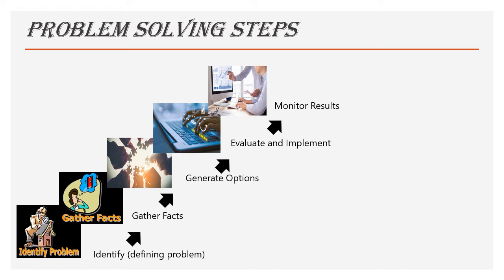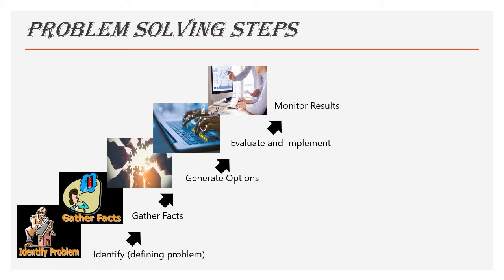Then the fourth step is evaluate and implement. Make a list of the different options that you have generated. Select one or more solution options from near the top of your list to try. The evaluation of your implementation is not based on whether or not you followed the steps, but on whether or not your goals are met.